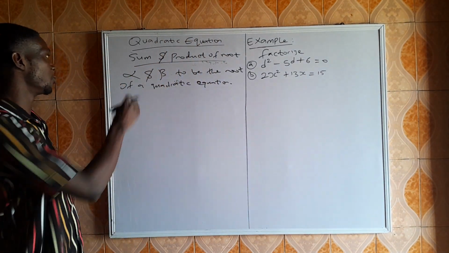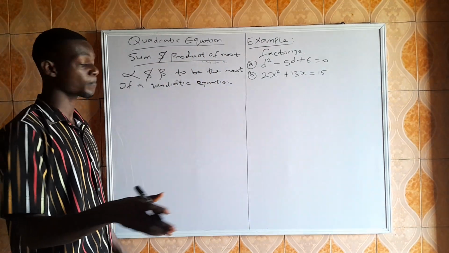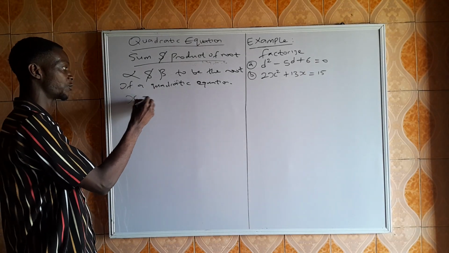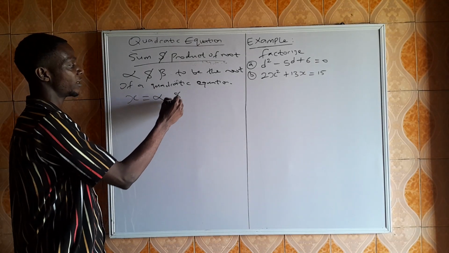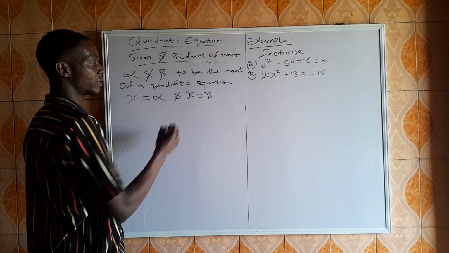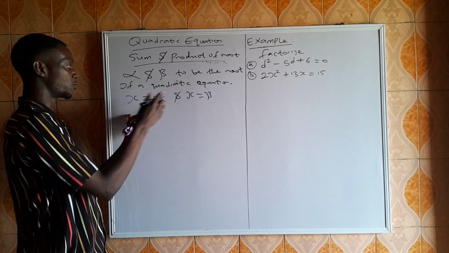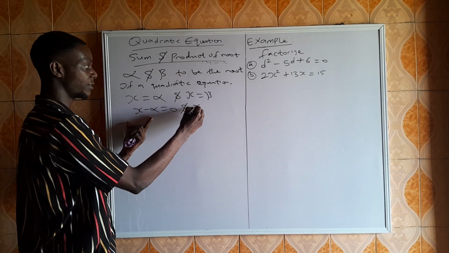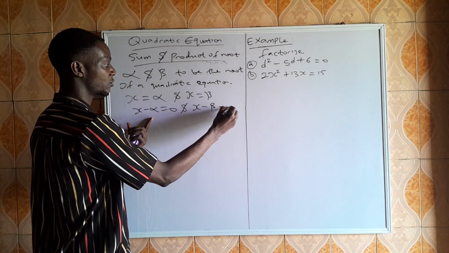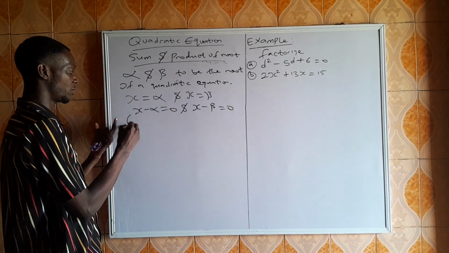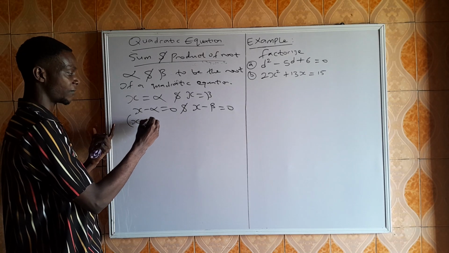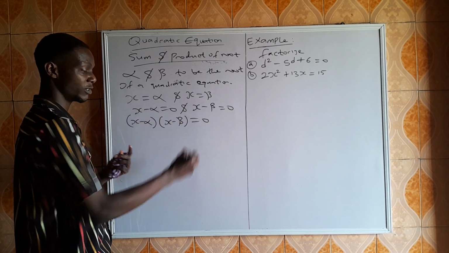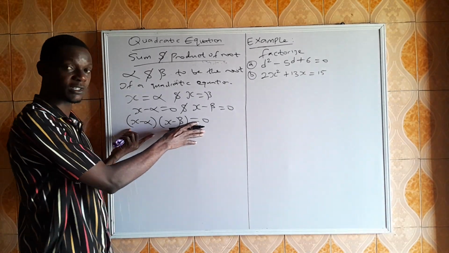When you have alpha and beta to be the roots of a quadratic equation, we can have s equals alpha and s equals beta. When we combine the two together, we have s minus alpha equals 0 and s minus beta equals 0. So we have s minus alpha times s minus beta equals 0. Now we can expand this expression.